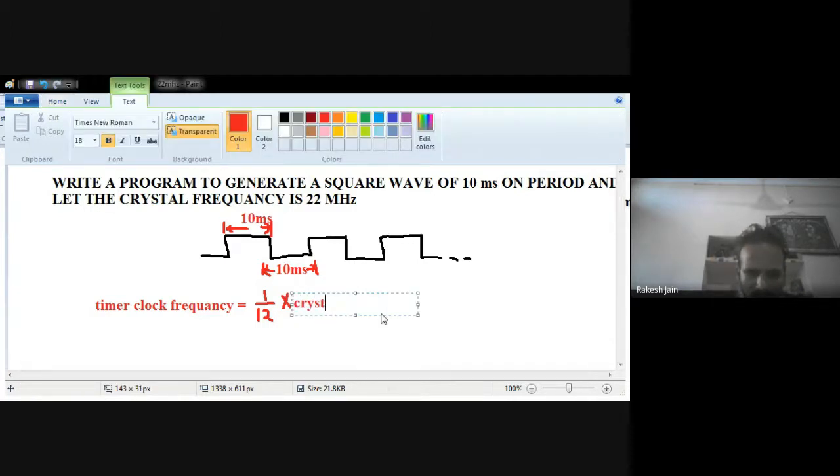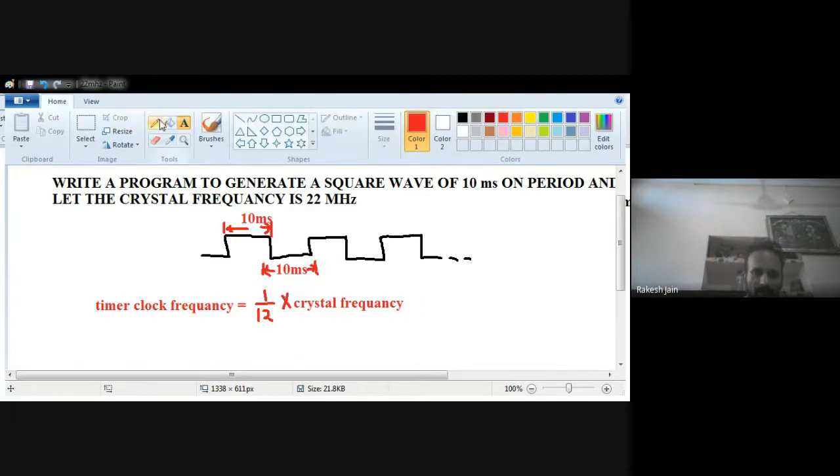If no crystal frequency is given, then in case of 8051 microcontroller you have to use 11.0592 megahertz. But here 22 megahertz is given. Megahertz means 10 raised to the power 6. So the first step is 1 divided by 12 multiplied by crystal frequency, that is 11.0592 megahertz.